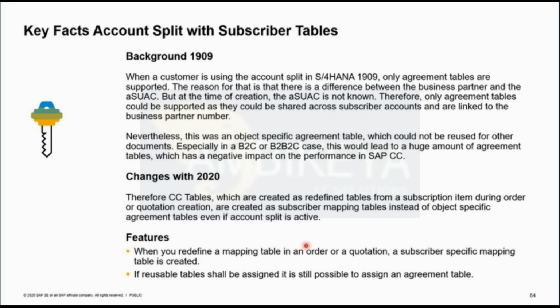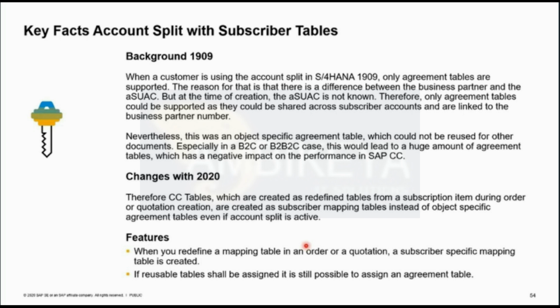Next is subscriber tables in account split. So we delivered account split functionality in the 1909 release. Account split is basically to improve the performance on CC side, if for the same subscriber there are multiple contracts, how performance with respect to rating can be improved.